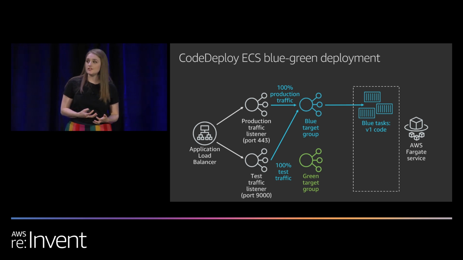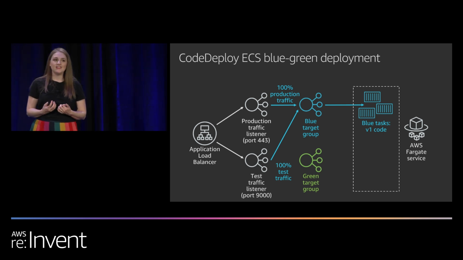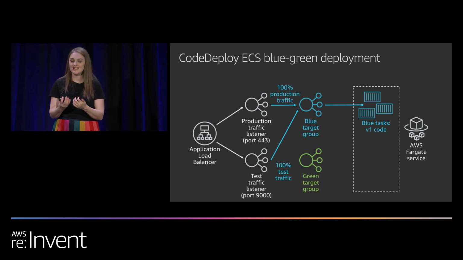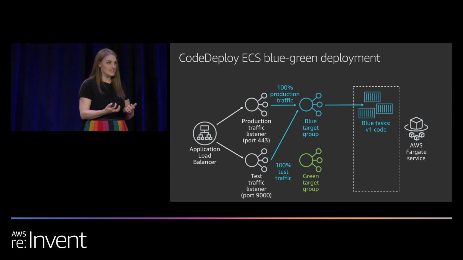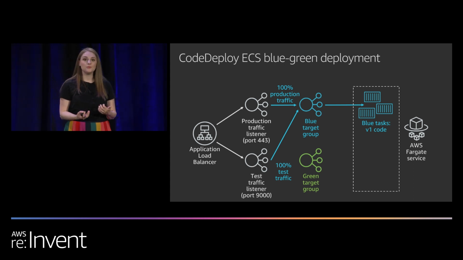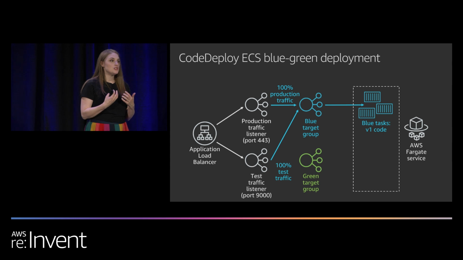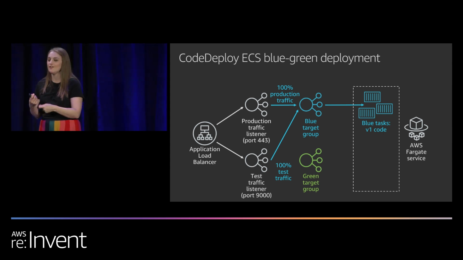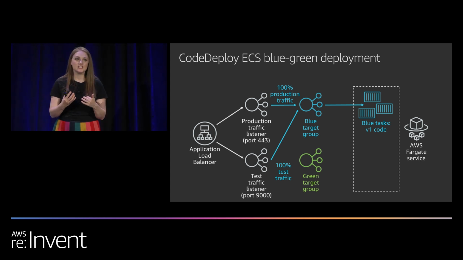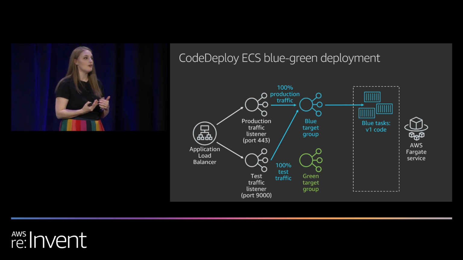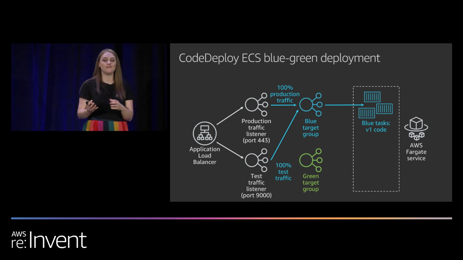So this is really nice for being able to have sort of that last chance validation before production traffic hits the new tasks, the green tasks that are going to start up. And really why this is important is because so often we see those slight changes between the test and production environment. And so it's really nice to be able to do integration tests against your code in production before production traffic actually hits it.